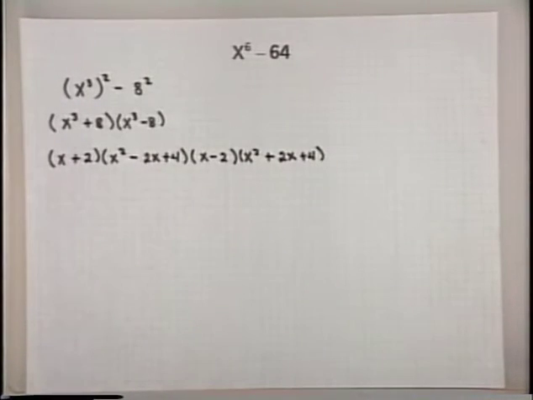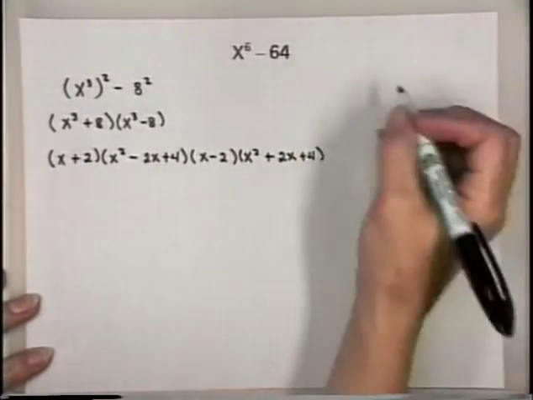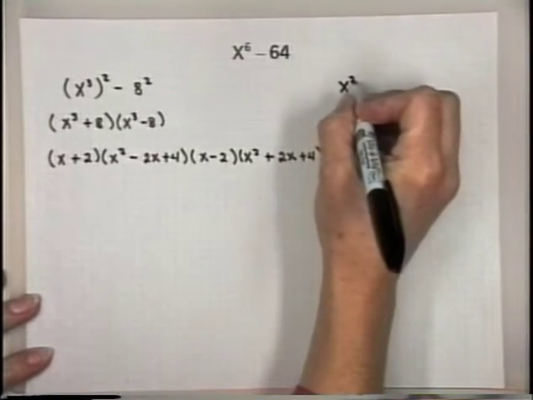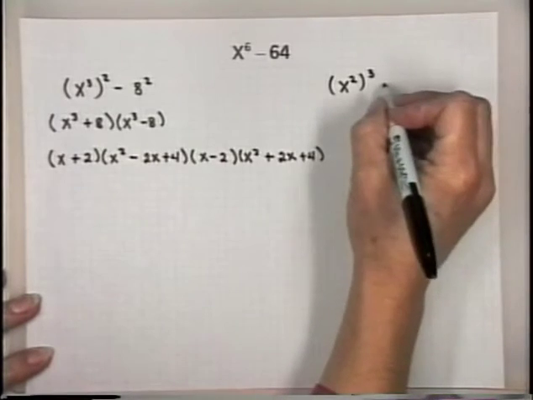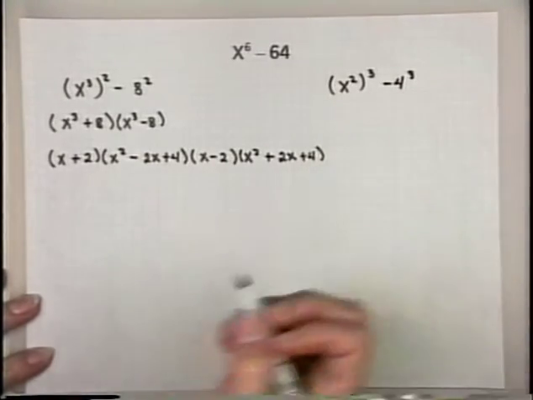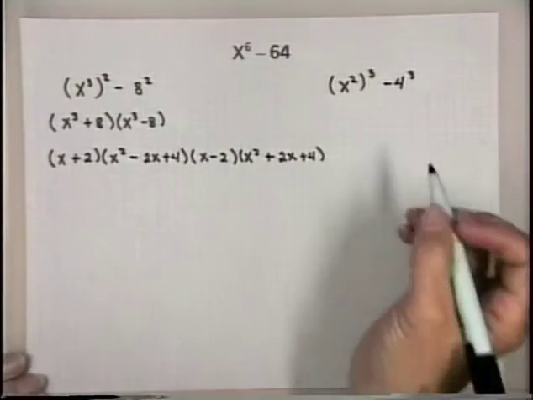Now, you may be saying to yourself, I didn't notice that it was a difference of squares, but I thought it might be a difference of cubes. Let's take a look at that. Could this be a difference of cubes? If I have x squared cubed, that's x to the 6th, and 64 is 4 cubed. Sure enough, it is a difference of cubes. Let's factor this using our rule for difference of cubes, and then we're going to compare our answers.